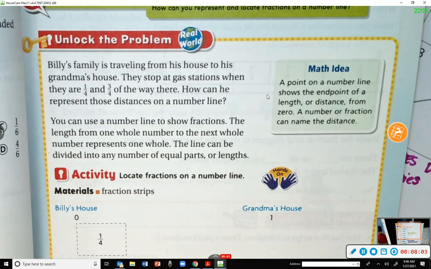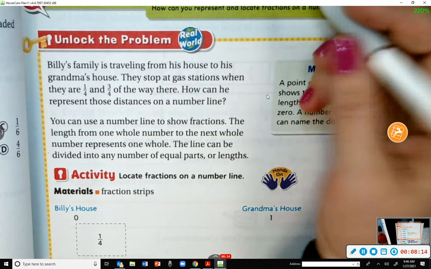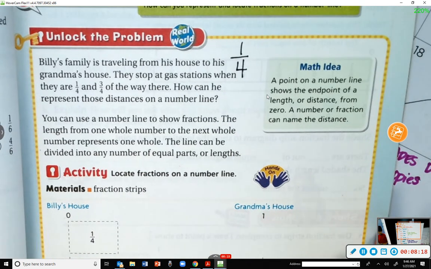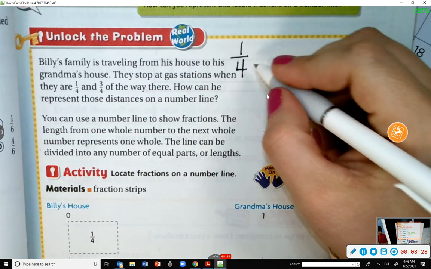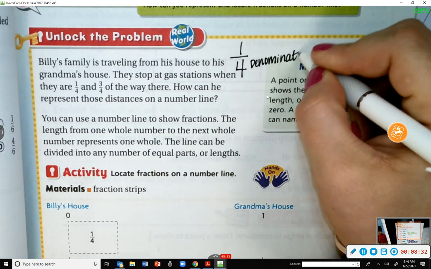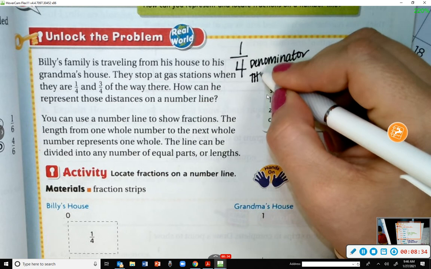Okay, we're going to read at the top. Today's goal is to represent and locate fractions on a number line. Okay, but real quick, let's review. Who can tell me what a denominator is? Evangeline, what's a denominator? It's the bottom number. Good. So this is your denominator on the bottom, and the denominator represents the what? The total. Good.